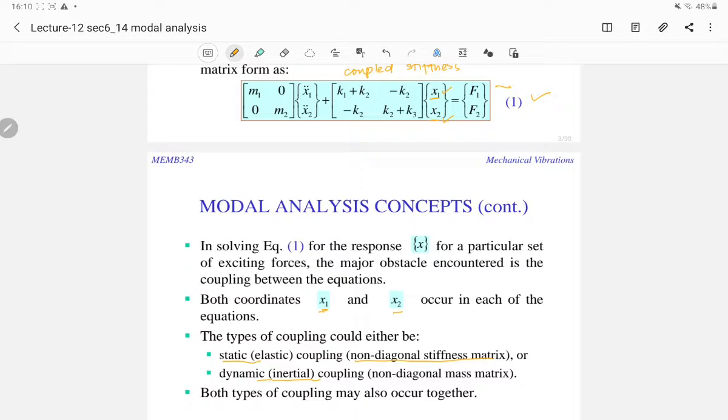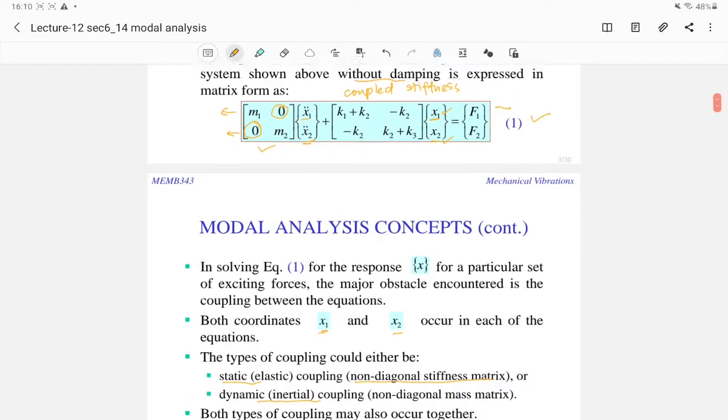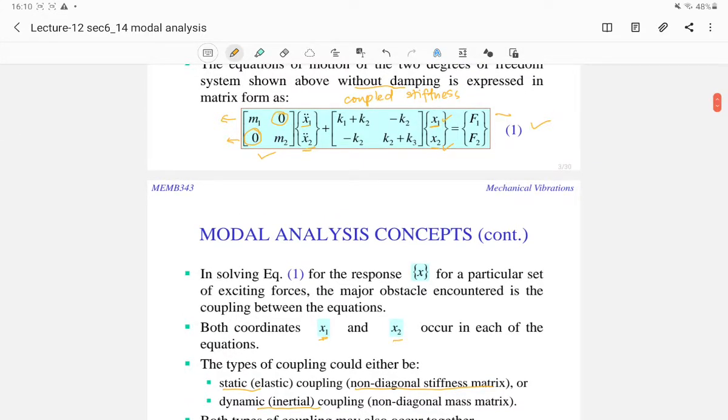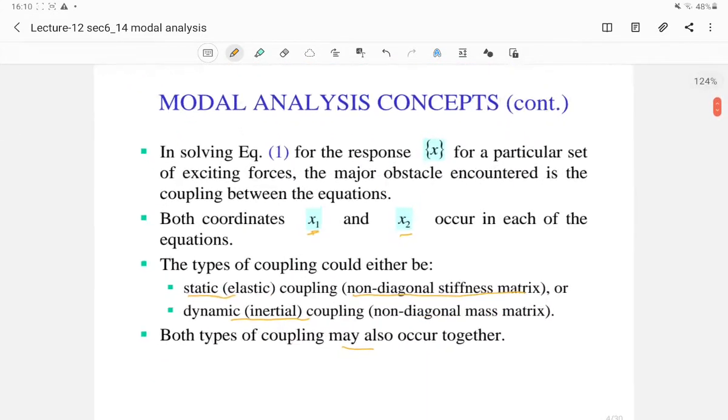In this case you can see that the mass is uncoupled, because these two are zeros. For the first equation you only have x double dot 1, and for the second equation you only have x double dot 2 for the mass. So in this case only the stiffness is coupled, or you have static coupling.